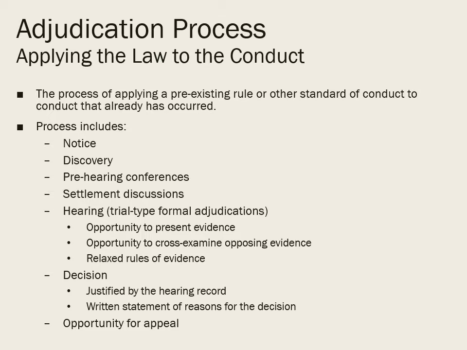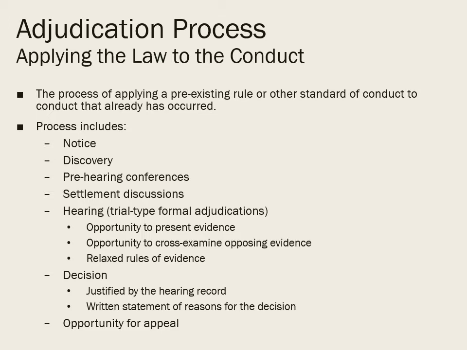Because the formal adjudication process functions similarly to a court trial, adjudications tend to involve attorneys on both sides of the dispute. The process begins with notice to the regulated party. Before it can bring you into a hearing, you need to know that there's going to be a hearing. Next, the parties can engage in discovery, pre-hearing conferences, and settlement discussions. If settlement discussions fail, then the process moves on to an adversarial trial-type hearing where each party has the opportunity to present evidence, cross-examine opposing witnesses and evidence, make opening and closing statements, and so forth.